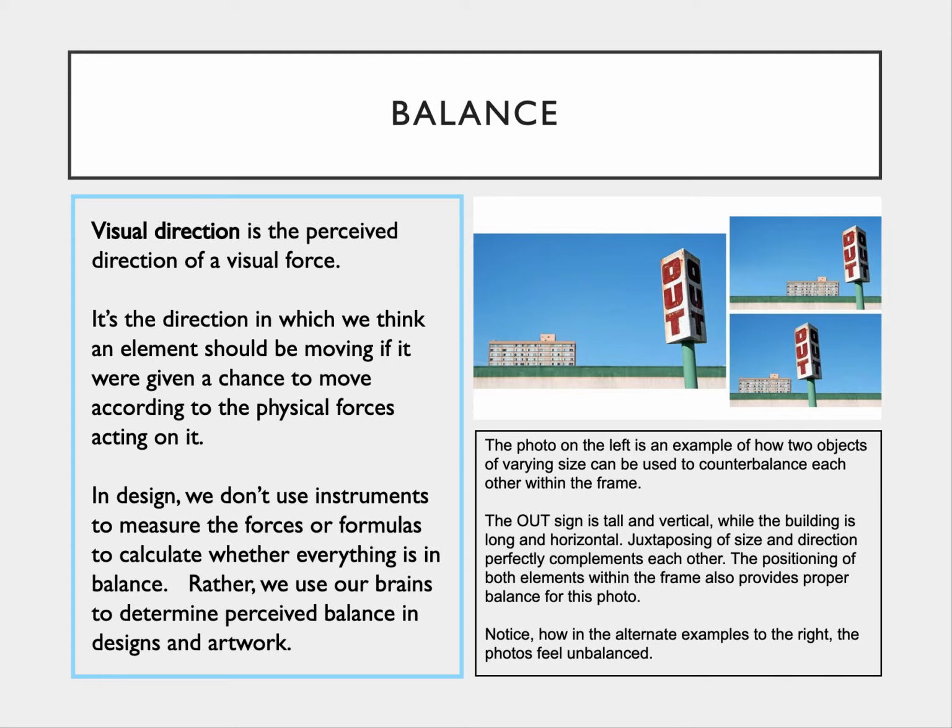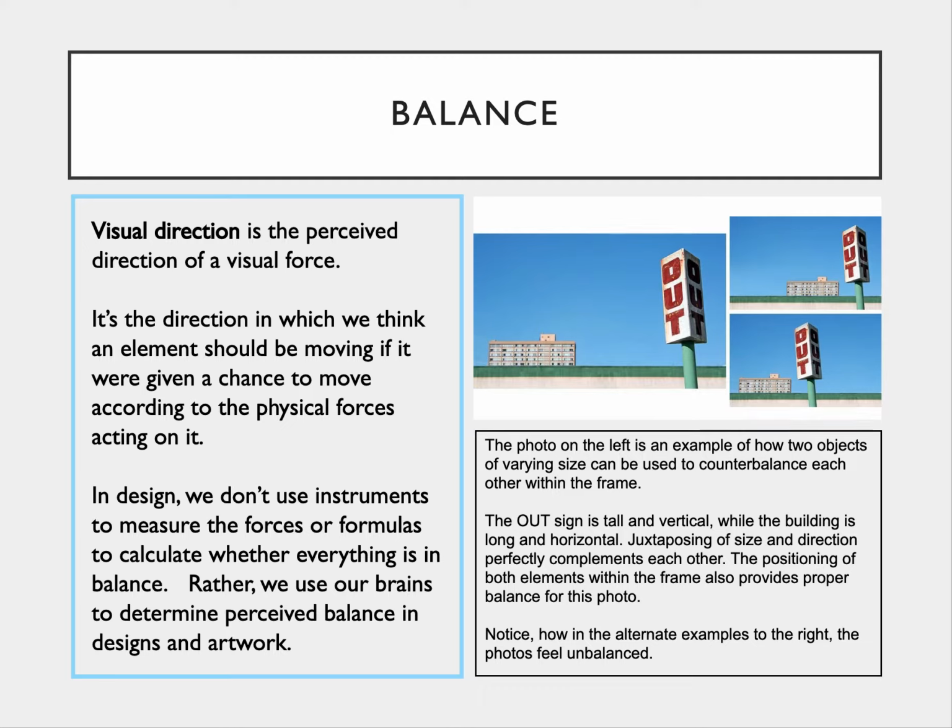So visual direction is the perceived direction of a visual force, such as the force of physics, gravity, right? If we throw something, we know what's going to happen to it. If we put a bigger object on a smaller object, depending on what they're composed of, we know what's going to happen. It's either going to crush it or it's going to fall over, unless it's balanced, which we can do with bolting it to the floor, to each other.